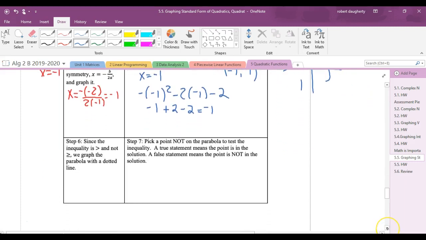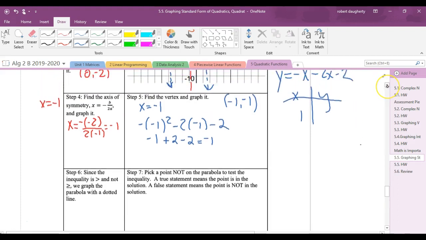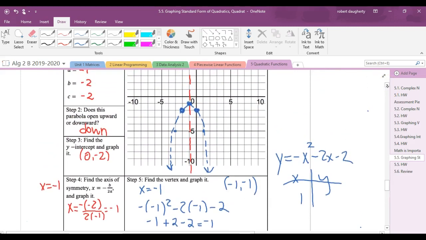So I've got this greater than to deal with. It could be a less than. What you want to do here is pick a test point, okay, that's not on the parabola. And most times people will pick what point? 0, 0. So I want to just ask myself, is this part of my solution? If this number is part of my solution, then I will shade where? Outside the parabola. If this is not part of my solution, I will shade where? Inside the parabola, okay?